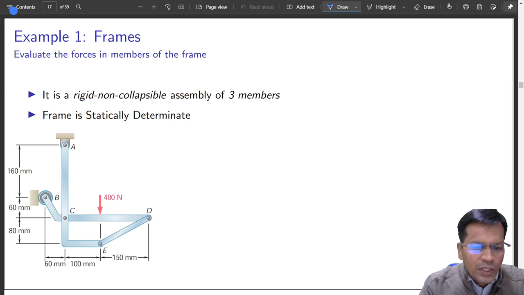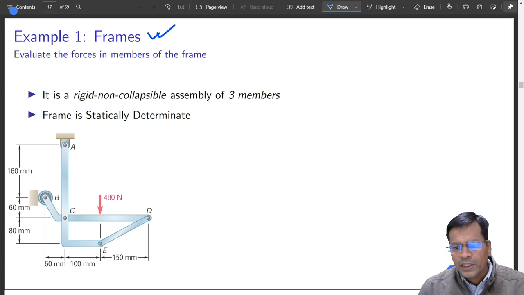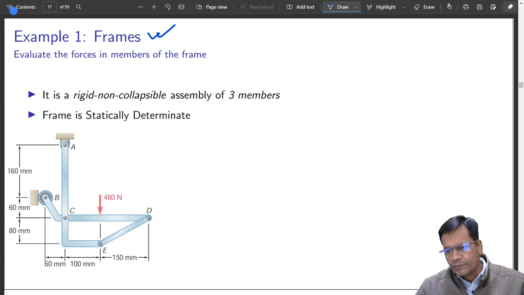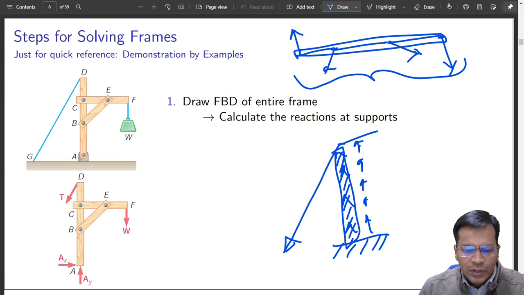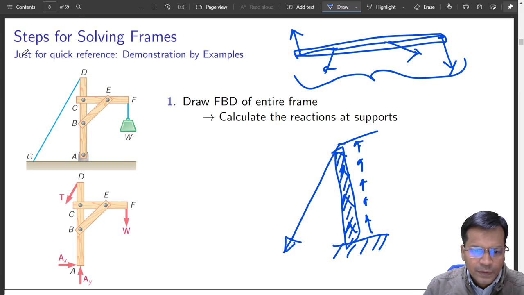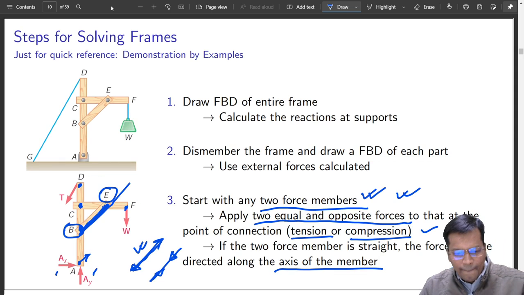This will be demonstrated by example, which comes next. So we'll start with the first example of frames. Okay, then, so where were we? We came till this point.